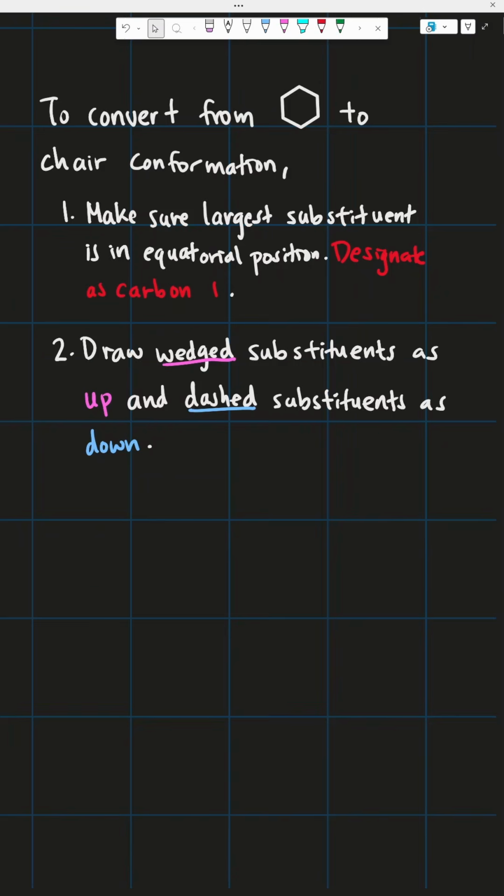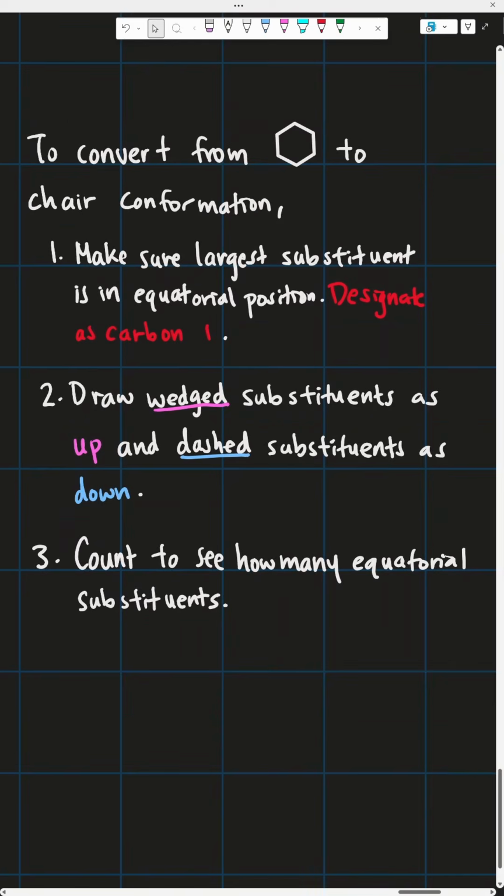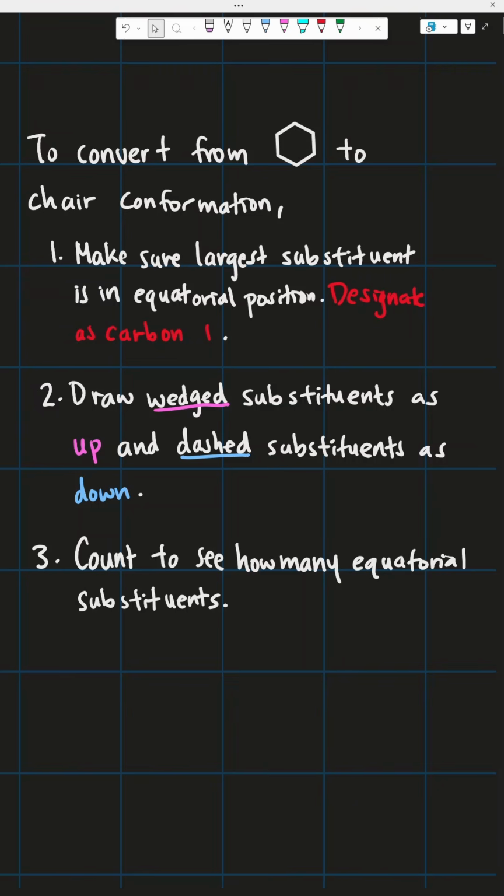Second, draw out the other substituents relative to the first substituent. All wedge substituents should be up and all dash substituents should be down. Be careful when distinguishing between equatorial and axial and up and down. Finally, count to see how many equatorial positions there are in the final product. Let's try it on the molecules we have.